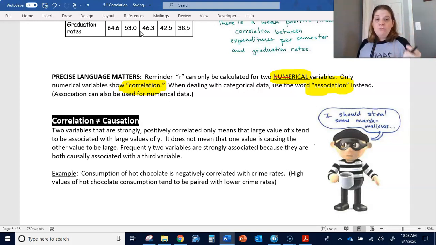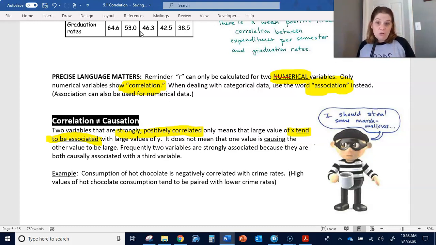All right, also remember that correlation does not equal causation. 2 variables that have a very strong positive correlation only means that large values of X tend to be associated with large values of Y. It doesn't mean that one is causing the other one to change. A lot of times 2 variables are associated because something else is going on.